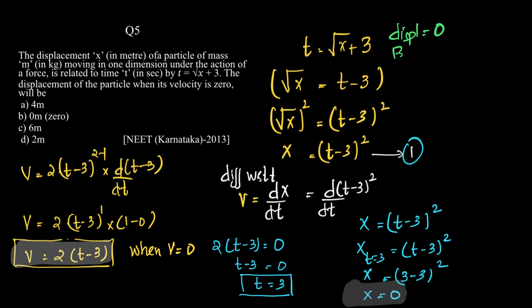That means the mass has returned to the initial position, thereby making the displacement 0. Okay, so the correct option is option B, 0 meter.